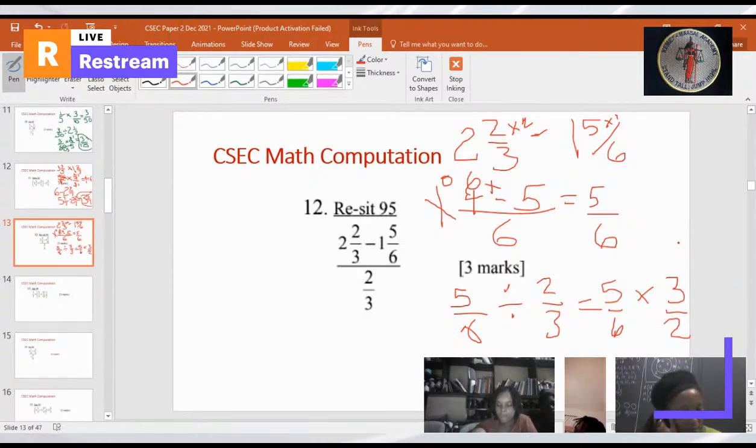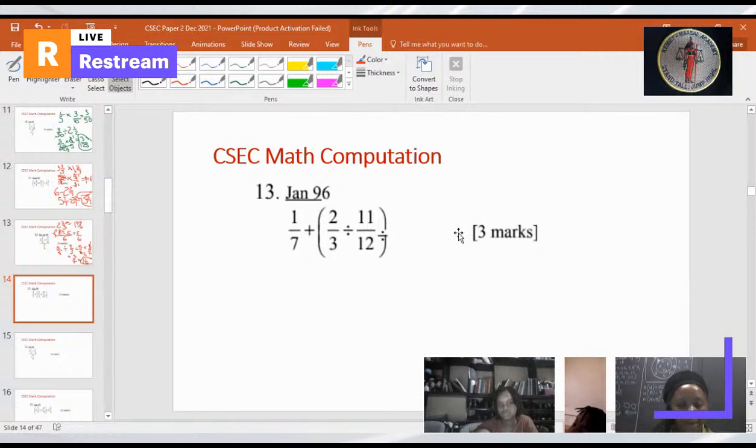What next? We're going to see if there's anything that can be simplified or reduced, and there is: 3 and 6. So 3 into 3 goes 1 time, and 3 into 6 goes 2 times. That will give us 5 over 2 times 1 over 2. 5 times 1 is 5, and 2 times 2 is 4. So it would give you 5/4, which can be rewritten as 1 and 1/4. So 4 into 5 goes 1 time, remainder 1 over 4. Final answer: 1 and 1/4. So you would have gotten your 3 marks, madam.